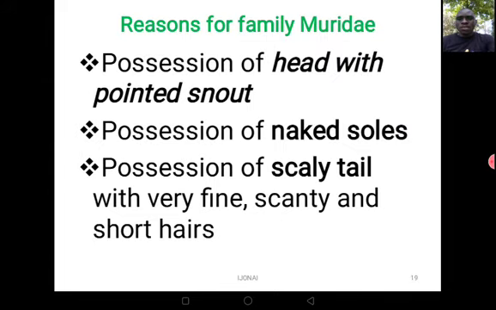So let's look at family Muridae. One is possession of a head with a pointed snout. So the head is always pointed. We shall see why that is pointed. Then possession of naked soles. When you look at their palms or soles under the feet, you find that they don't have hair, they are naked. Then possession of a scaly tail with very fine, scanty and short hair. So the tail has scales that overlap each other and with very scanty hair. We shall probably see why the tail looks like that.